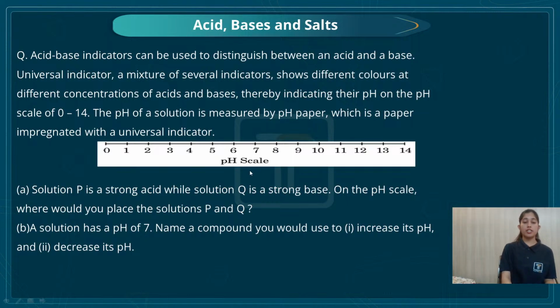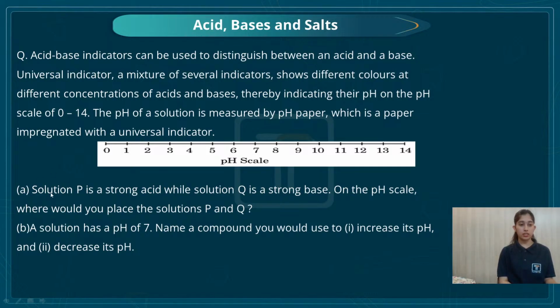Again, the next question is from your acids, bases and salts. Acid base indicators are used to distinguish between an acid and a base. Universal indicator, a mixture of several indicators, shows different colors at different concentrations of acid and bases. We all know this, thereby indicating their pH on the pH scale of 0 to 14. The pH of a solution is measured by pH paper, which is impregnated with a universal indicator. They have also provided you with a pH scale. Okay, so this is the case.